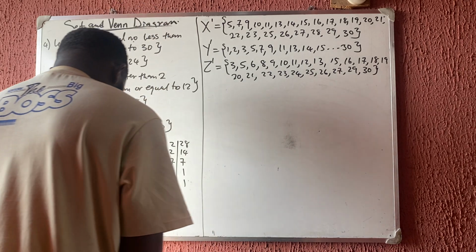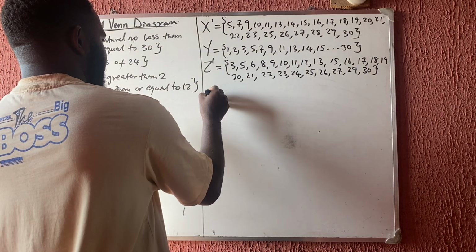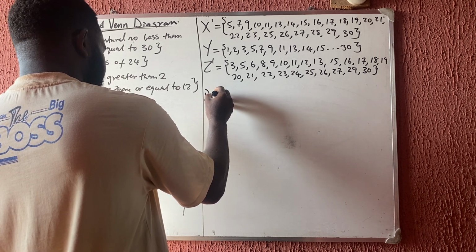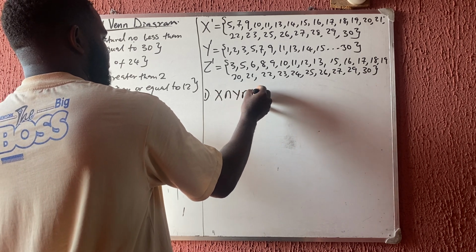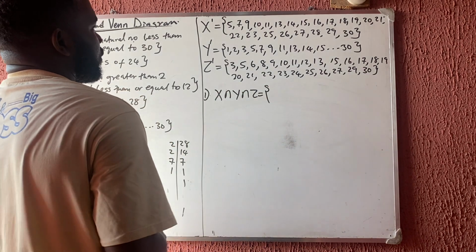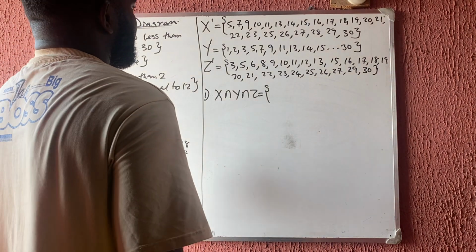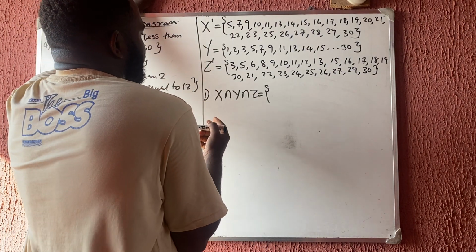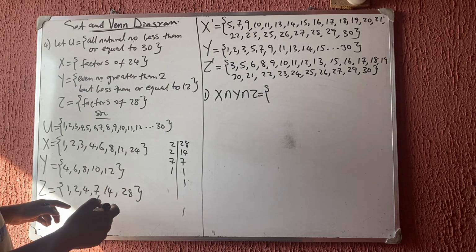So now let us start answering the questions. The first question, I said we should find x intersection y intersection z. Now it means what the three of them have in common. So let us check out what the three of them have in common.